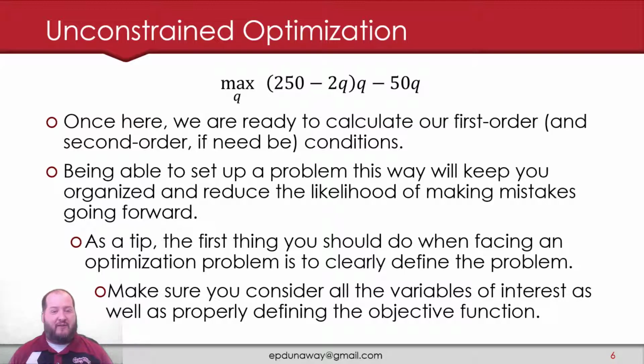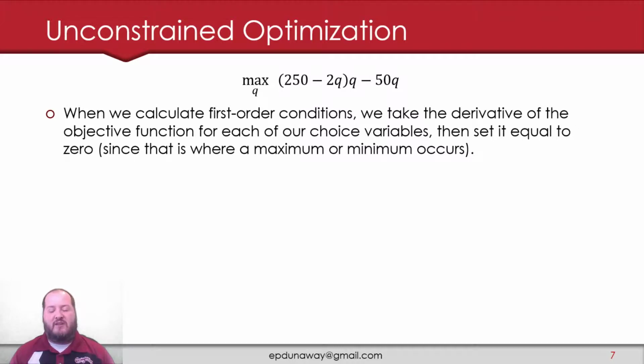All right, now let's go back to first order conditions. To calculate a first order condition, all we're going to do is take the derivative of the objective function for each of our choice variables. Now we only have one choice variable here, so we're only going to have one first order condition. If I had 2 or 3 choice variables, I would need a first order condition for each one.